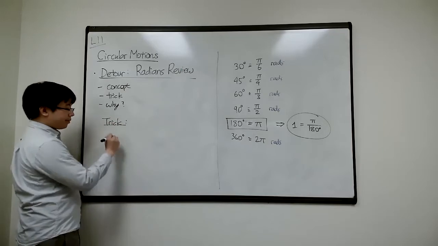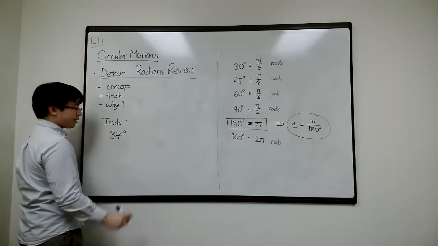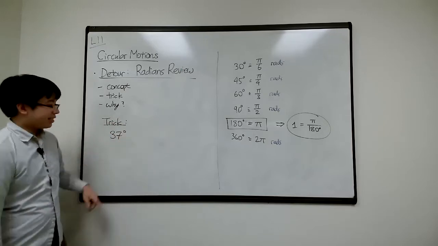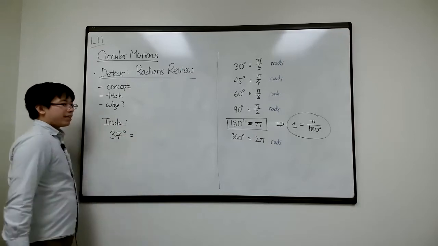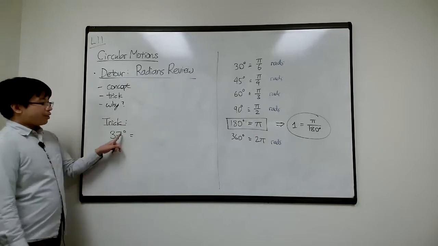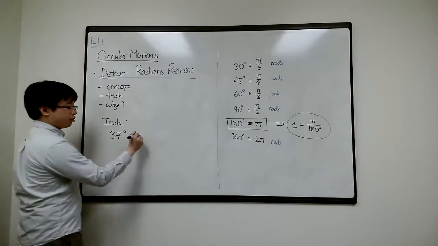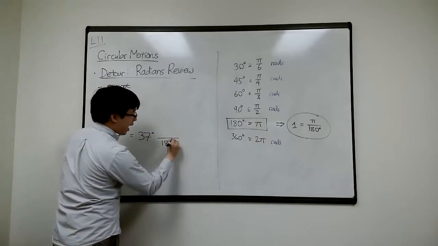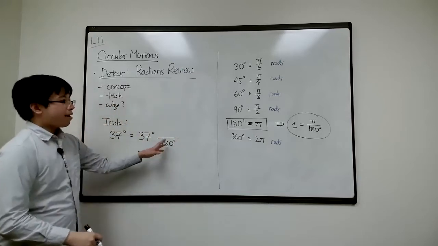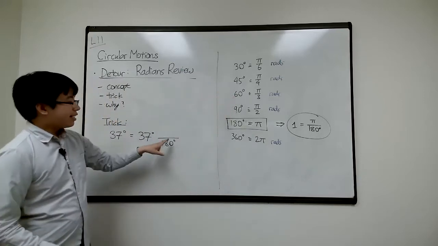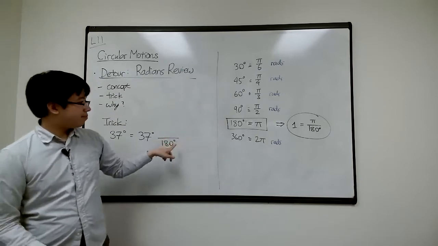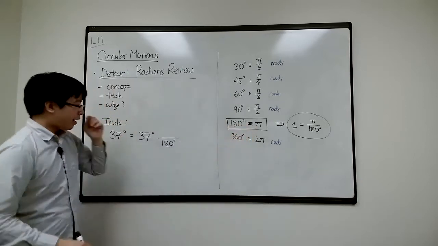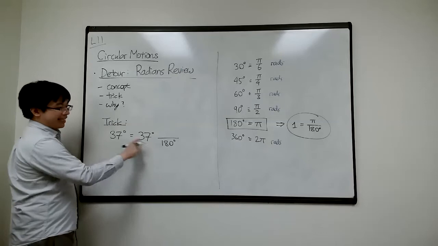Okay, so here's the trick to convert between them. Someone asks you, what's 37 degrees in radians? You can now say, well, I want to get rid of the degrees. What do I need to do? I want to divide by something that has a degree. I can divide by anything that has a degree, but this is particularly nice because 180 degrees is pi, okay? But I cannot just write the equal sign like that.